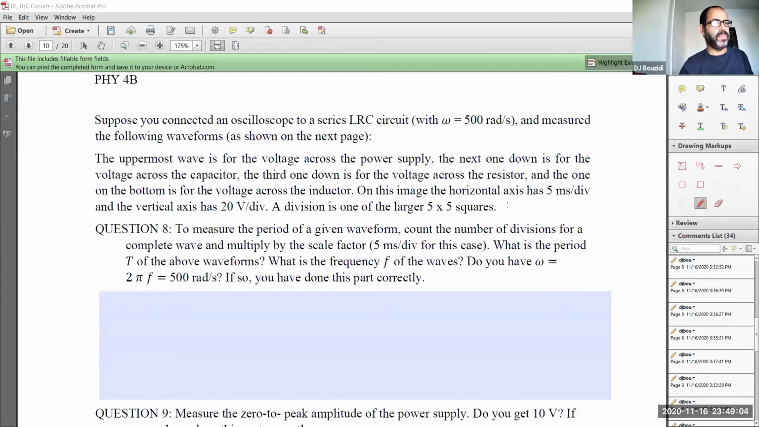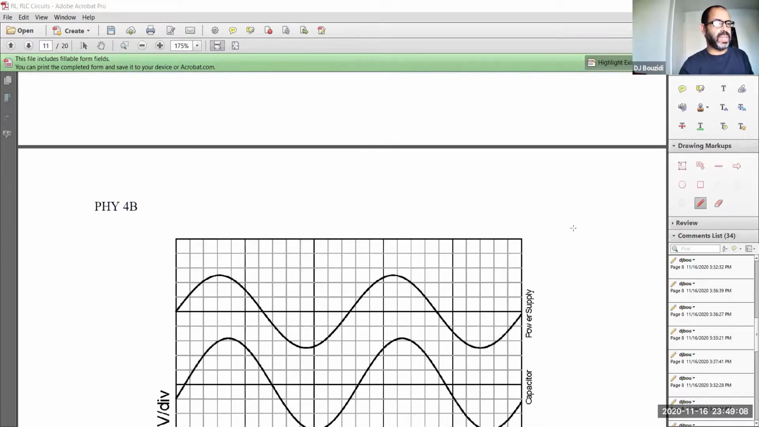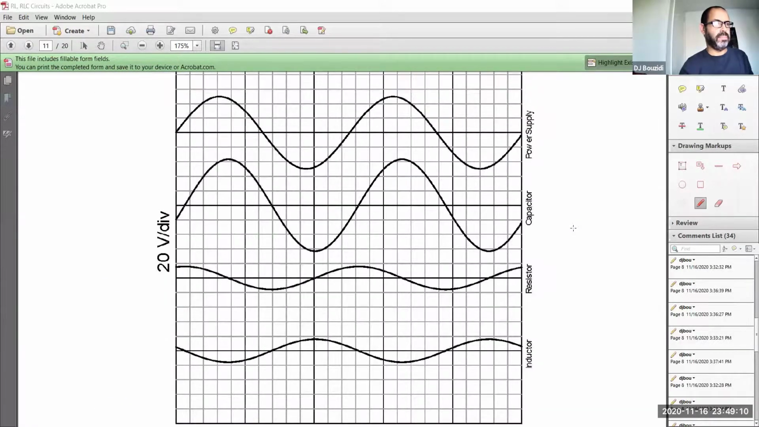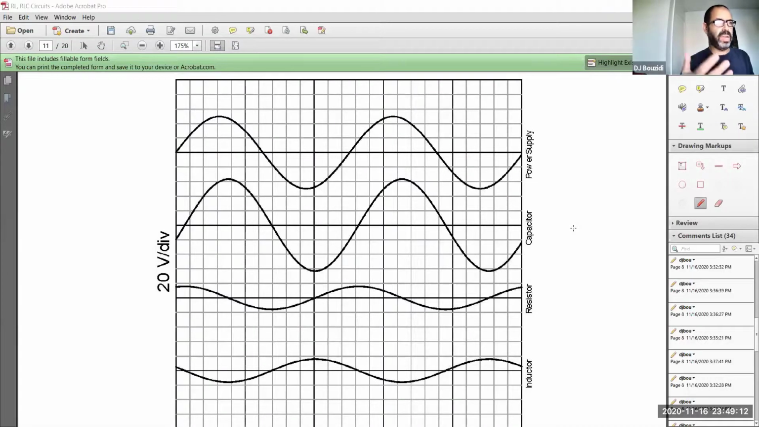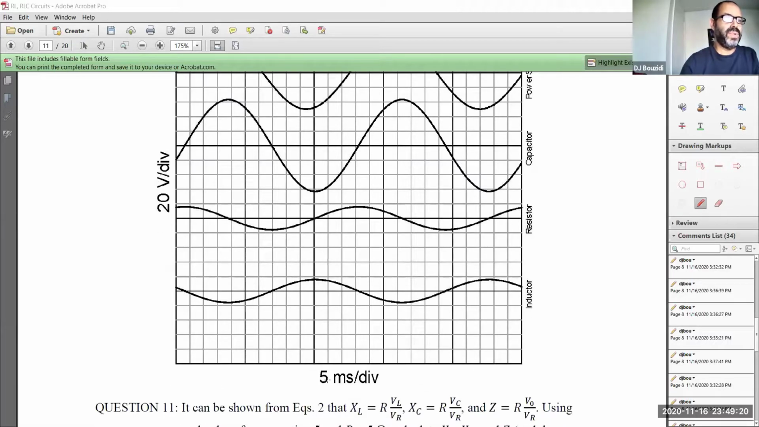Question 8. Now, for this question and the rest, you're given this data actually. This is given to you as if you're doing it live. So what we did in here, I gave you data. These divisions are 5 milliseconds per division, but this one is 5 milliseconds. This one is 10 milliseconds and so on and so forth.